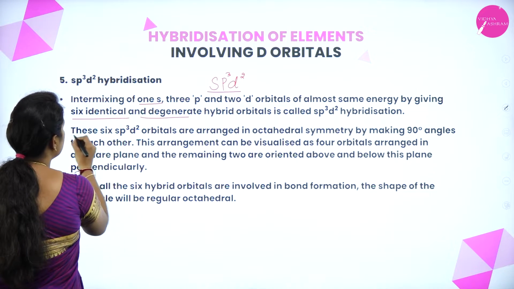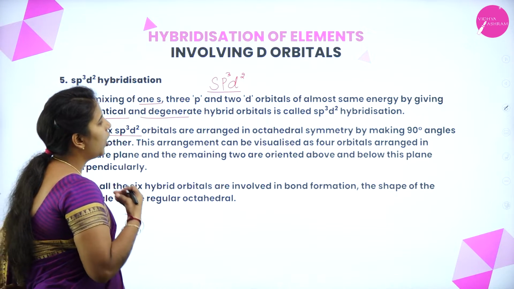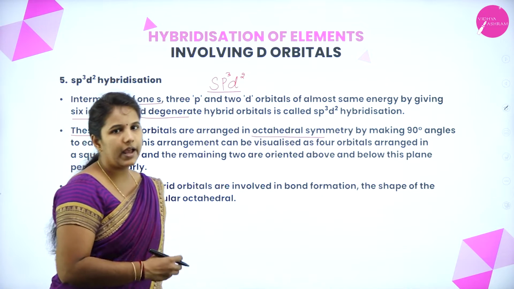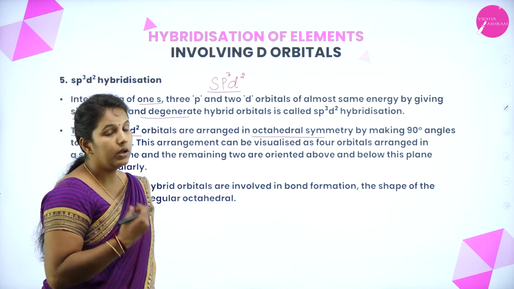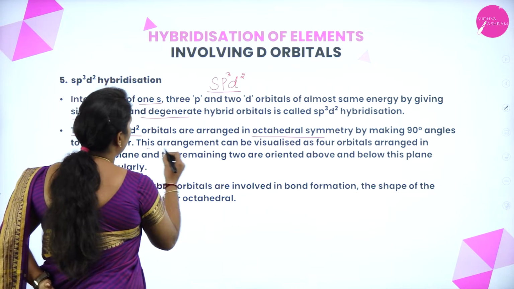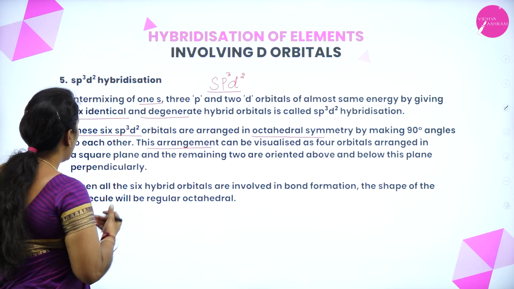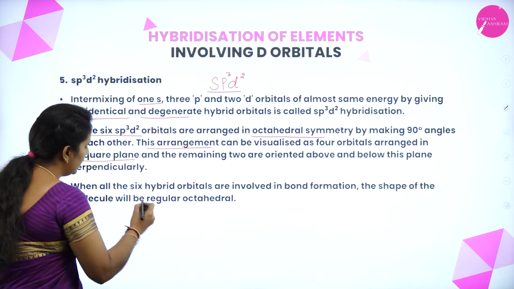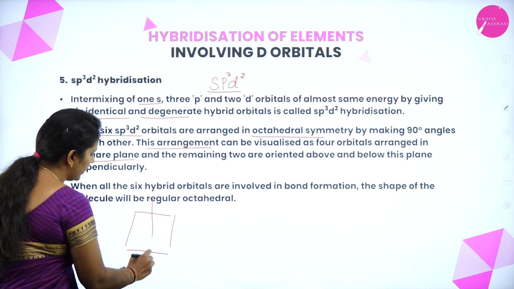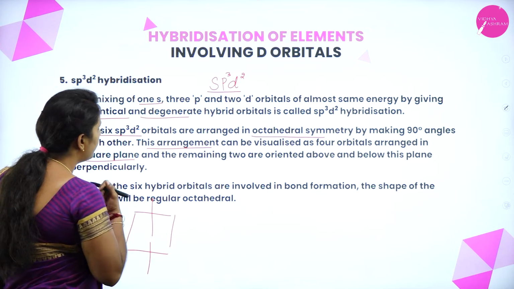And these 6 sp3d2 hybrid orbitals are arranged in octahedral geometry. So which geometry does it have? It has octahedral geometry with a bond angle of 90 degrees with each other, and this arrangement can be visualized as 4 orbitals arranged in square planar. You can see that all 4 orbitals will be arranged in the form of a square planar, and the other 2 will be present just above and just below the plane.